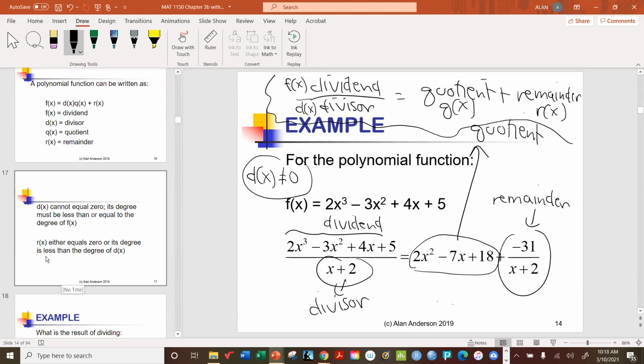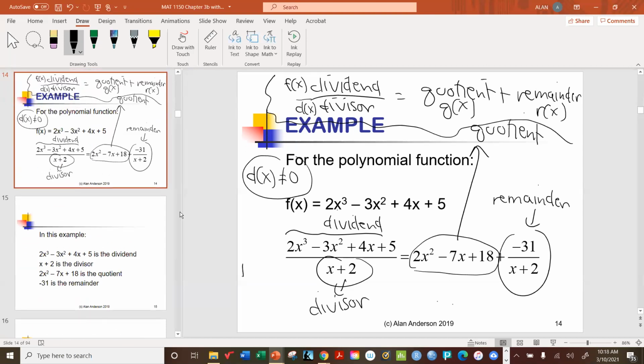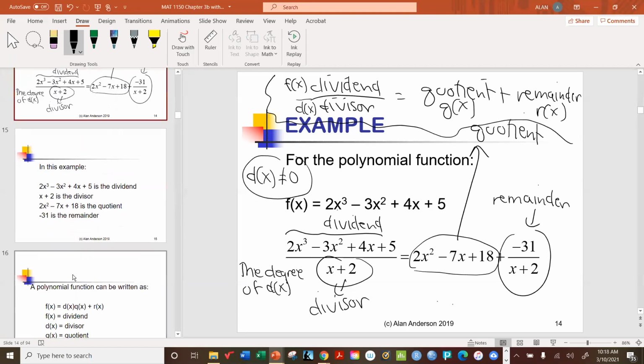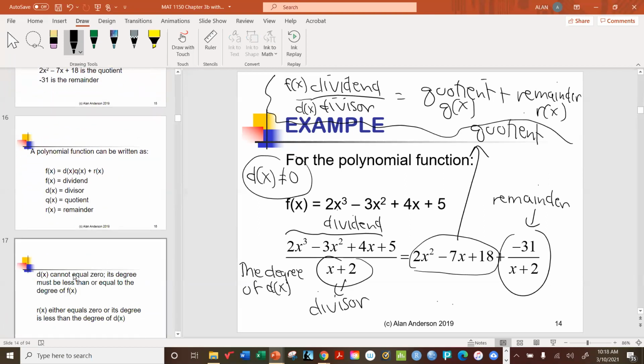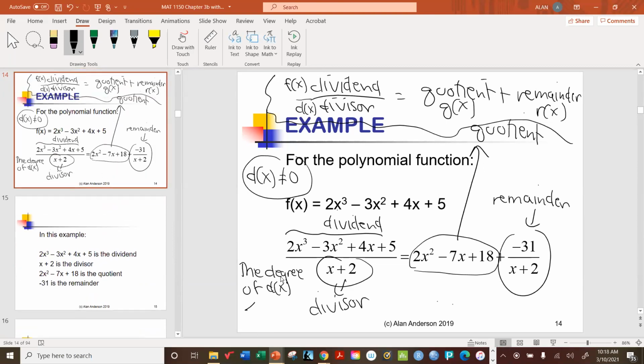The degree of d of x, actually, let me write this on another page because it's starting to take up a lot of space. Hold on, maybe I can fit it in down here. The degree of d of x is less than or equal to the degree of f of x. Of course.